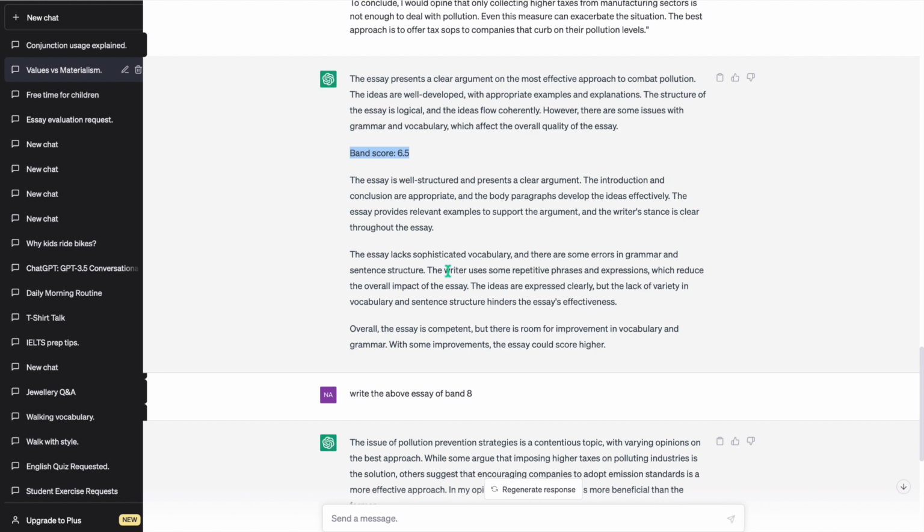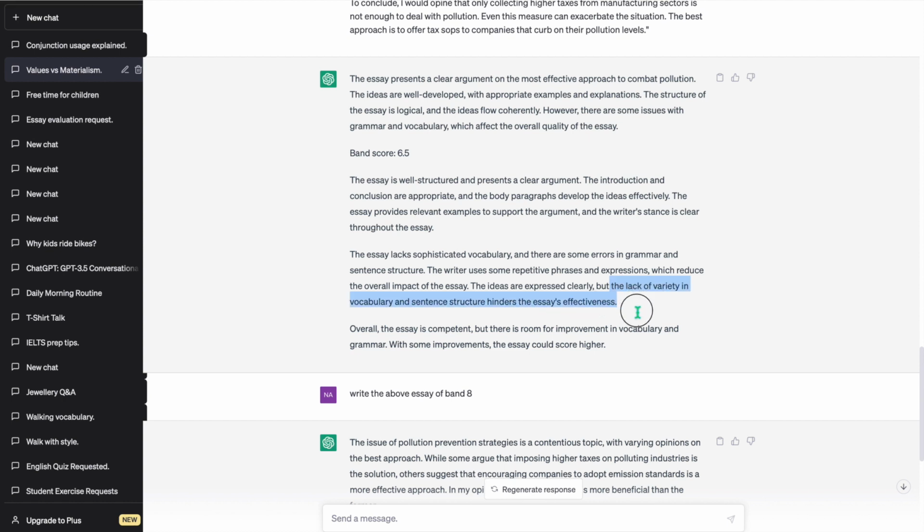The essay lacks sophisticated vocabulary. Okay, and there are some errors in grammar and sentence structure. So sophisticated vocabulary, that means we haven't used the proper vocabulary, the proper words, and the writer used some repetitive phrases and expressions which reduce the overall impact of the essay. So see how it is giving us feedback on where we are lacking in writing. Okay, the ideas are expressed clearly, but the lack of variety in vocabulary and sentence structure hinders the essay's effectiveness.